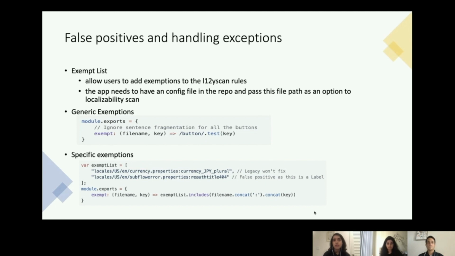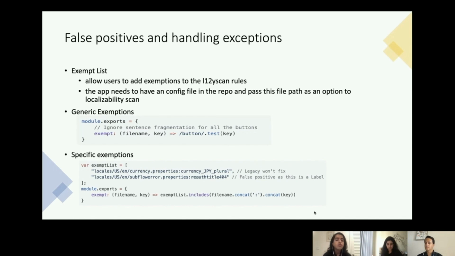Now let us discuss a situation where we want to handle some false positives or exceptions. Now, how do we handle these? We allow the users to add some exemptions to the localizability scan rules. The app can have a config file in the repo and pass it as an option when they run the scan, and this config file just has to export an exempt function which will basically determine if some content keys have to be exempted from these rules.